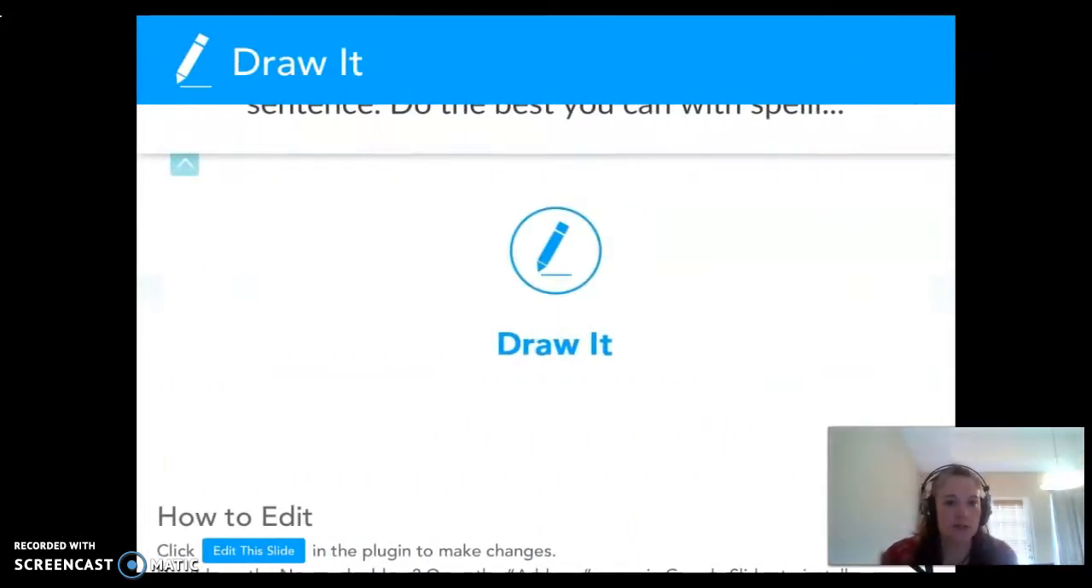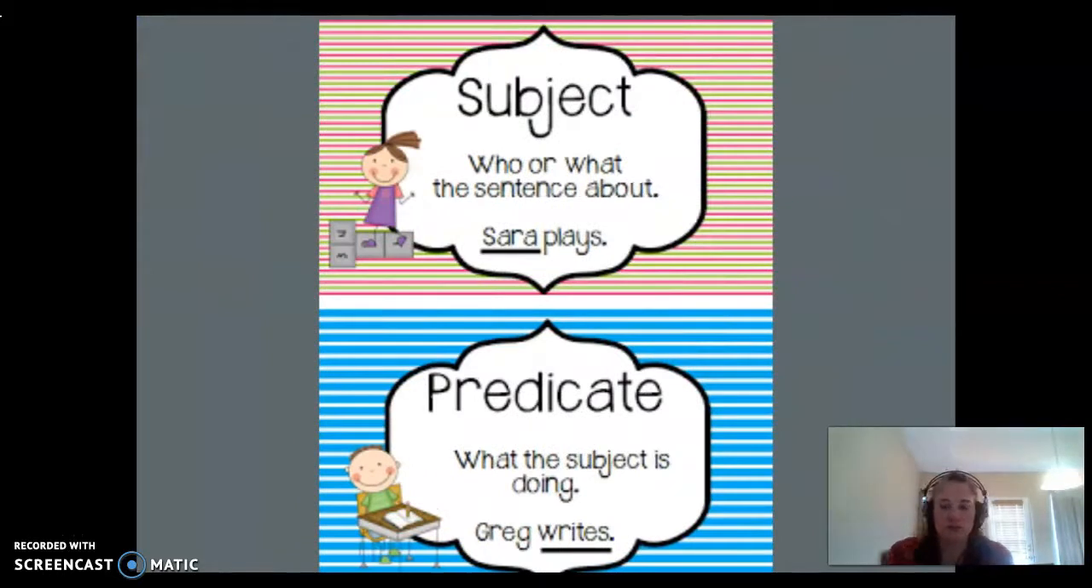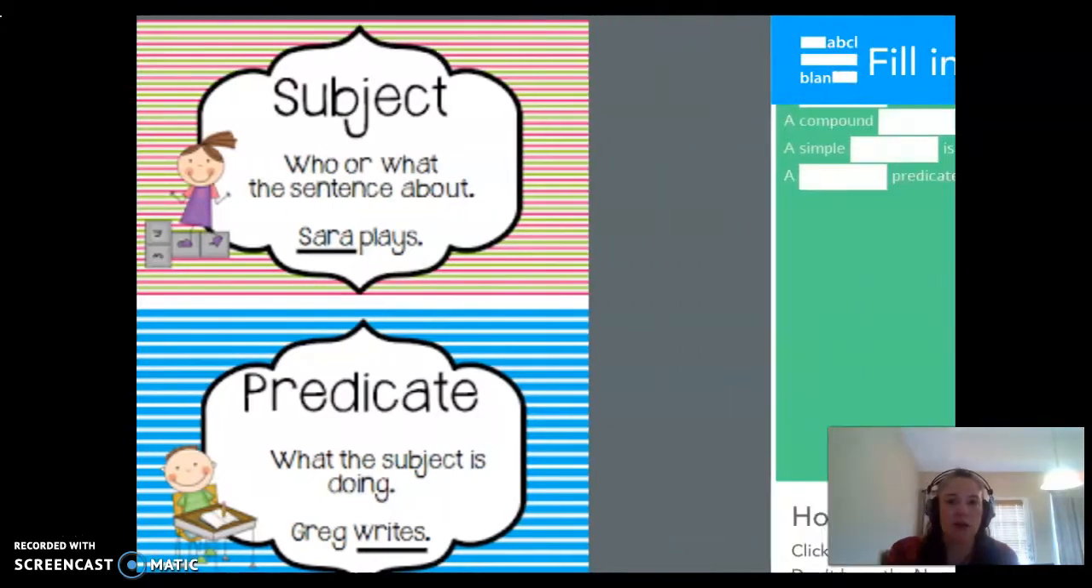Okay, so this is an activity that will be in the Nearpod live lesson where you're going to write down the two things that a sentence needs. And those two things would be a subject and a predicate, right? A complete sentence needs a subject and a predicate. The subject tells us who or what the sentence is about. So the example says Sarah plays. Sarah is the subject. That's who the sentence is about. Predicate is what the subject is doing. So Greg writes. Well, what does Greg do? He writes, so that's the predicate.